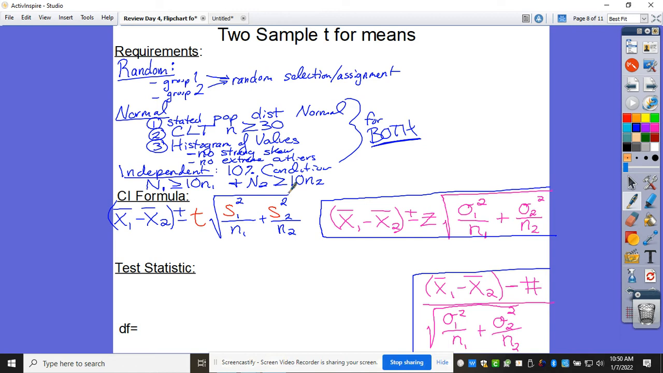And so the exact same thing with our test statistic equation. The only thing that's going to change is what? Sigma becomes S.